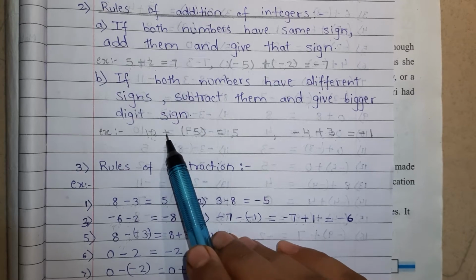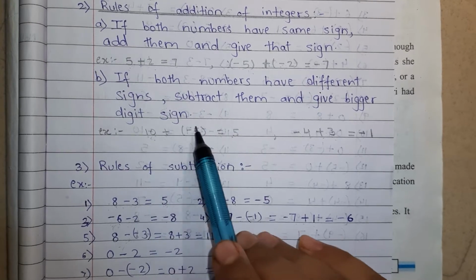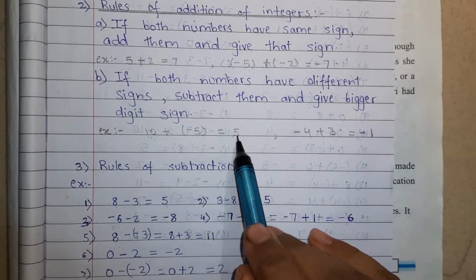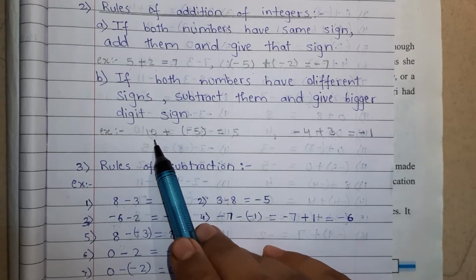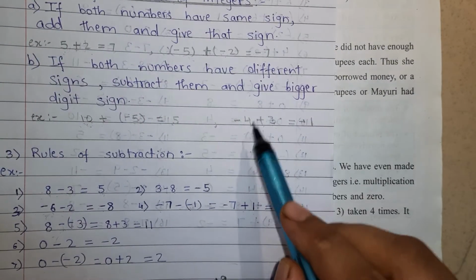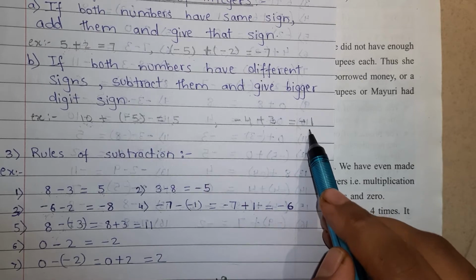Okay, even though the question is of addition, what do we have to do? Subtraction. Why? Because both numbers have different signs. So we have to perform subtraction and we have to give the bigger number's sign. So here the bigger number is 10. It is positive. That's why the answer is positive. Here the bigger number is 4. It is negative. That's why the answer is -1.